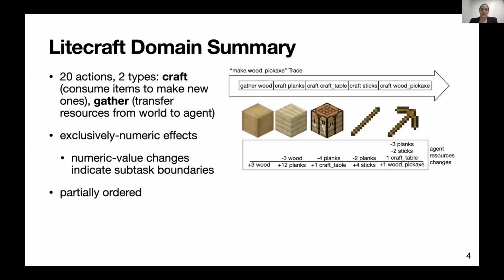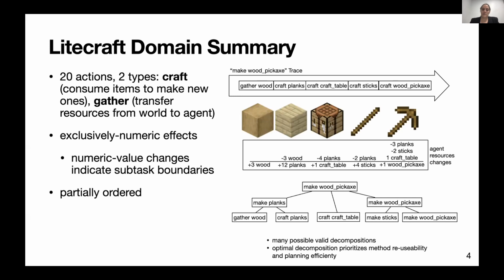We have an example trace here on the right. You can see the fluctuations below in the amounts of resources as we proceed through the trace. And here's a possible decomposition that would reproduce this trace, but it's only one of many possible valid decompositions.